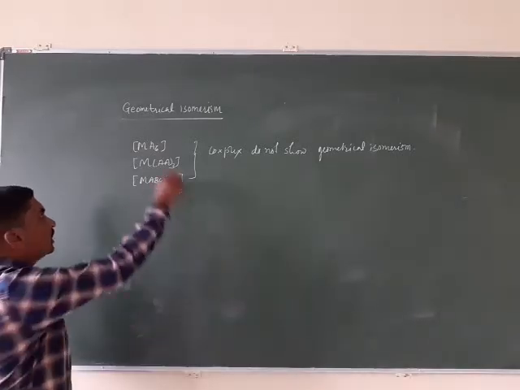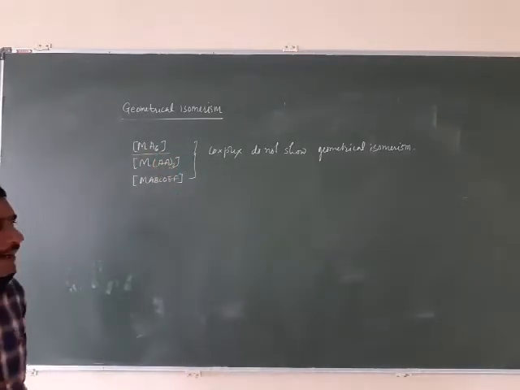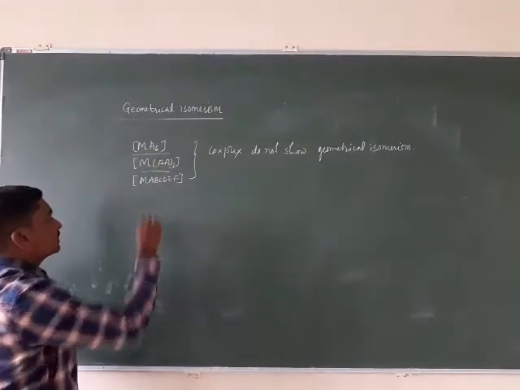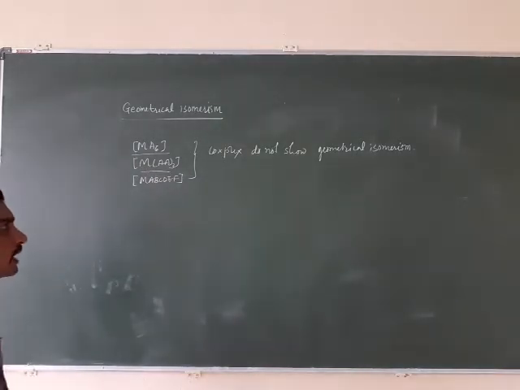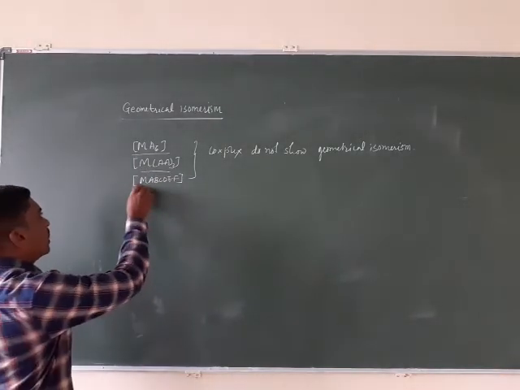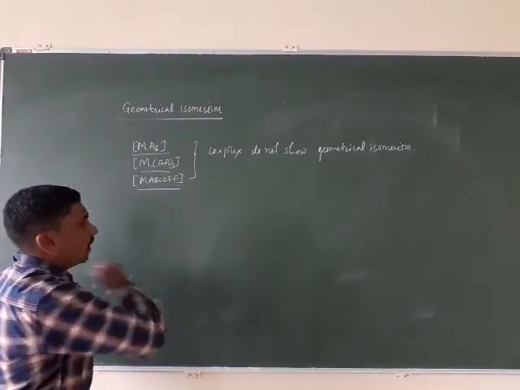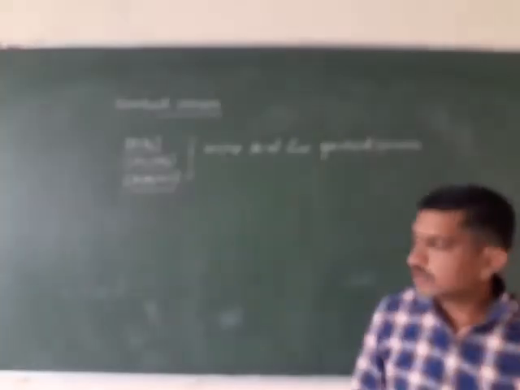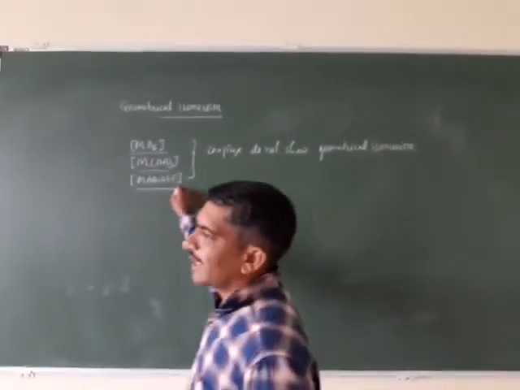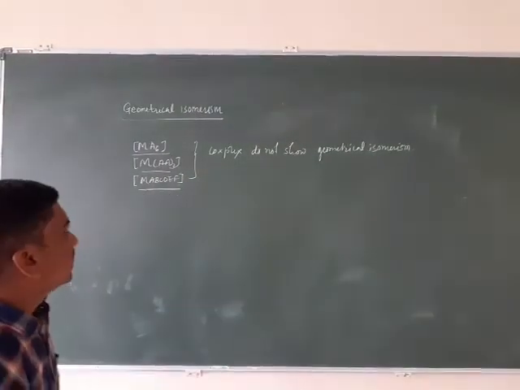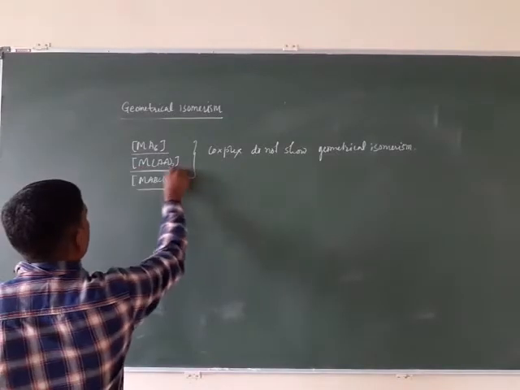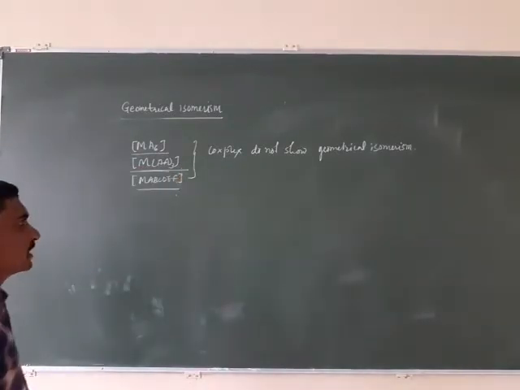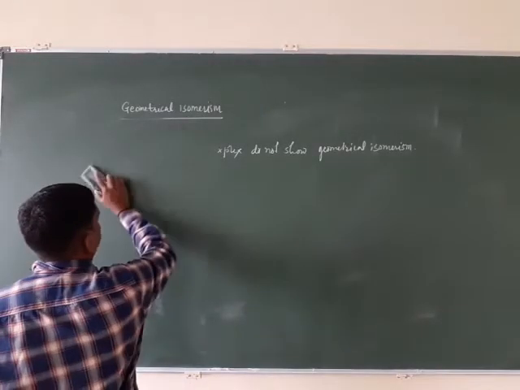Okay, because in the first case all ligands are identical. In the second case there is no possibility of cis and trans isomerism. And in the last case all ligands are different, so we cannot separate them as trans and cis. Okay, so generally speaking, these types of complexes do not show geometrical isomerism. Is it okay?